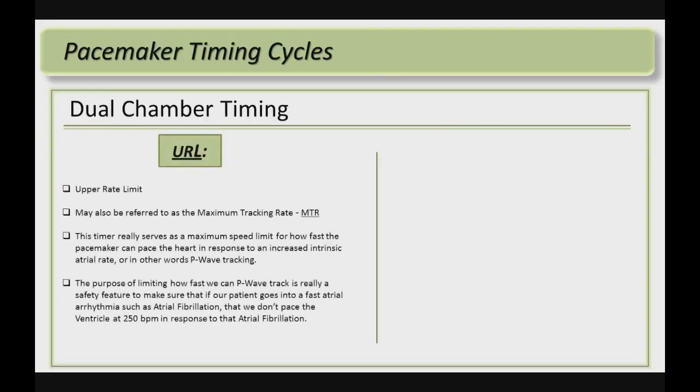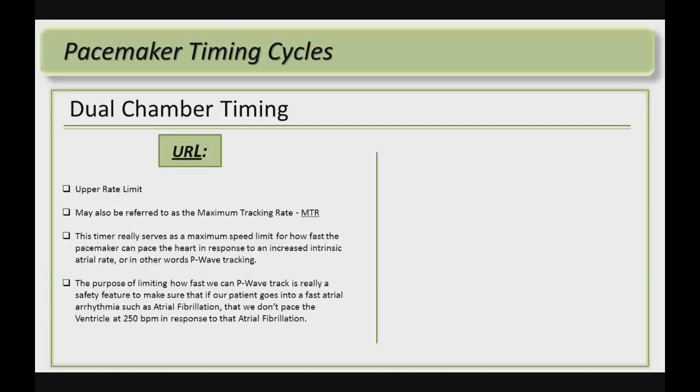URL, which stands for upper rate limit. It might also be referred to as maximum track rate or MTR. This timer really serves as a maximum speed limit for how fast the pacemaker can pace the heart in response to an increased atrial rate, or in other words, P-wave tracking.